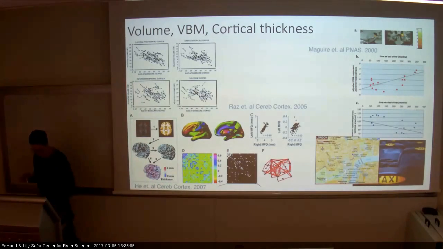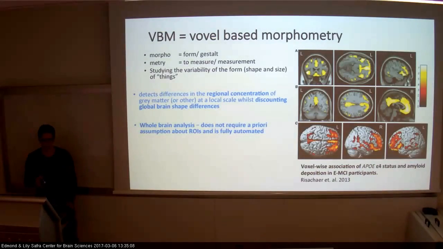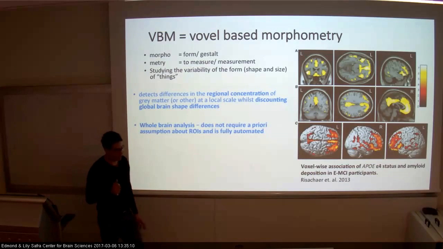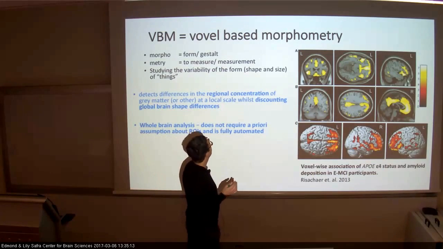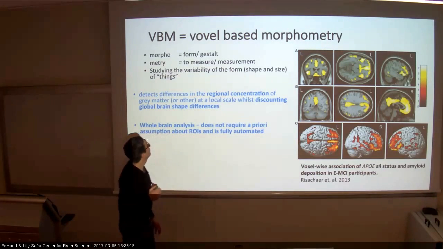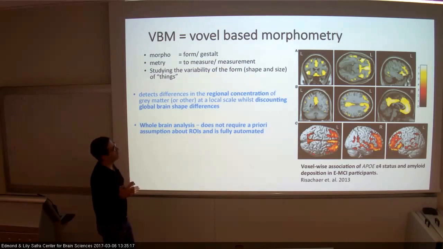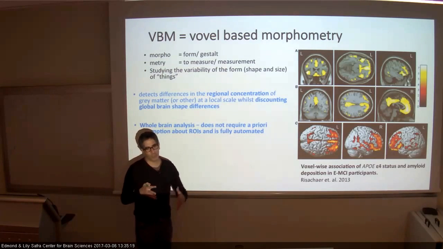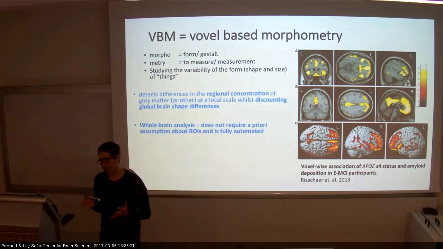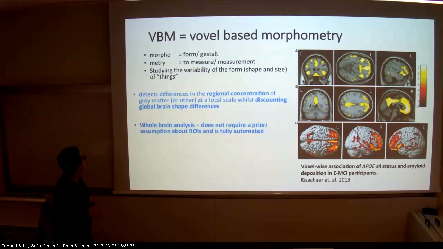Or images. Okay. So now we're going to get to the details. What is VBM? That's the first method I want to discuss, called voxel-based morphometry. And that should get us some kind of measurement of gross change in structure between subjects. Okay?